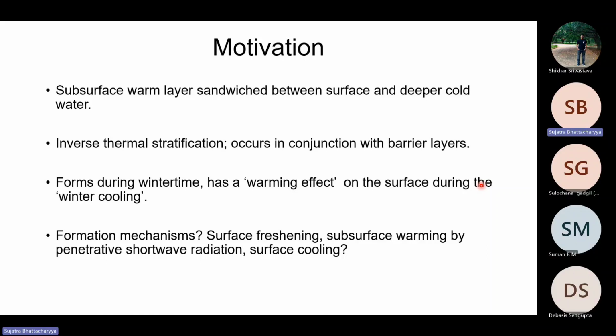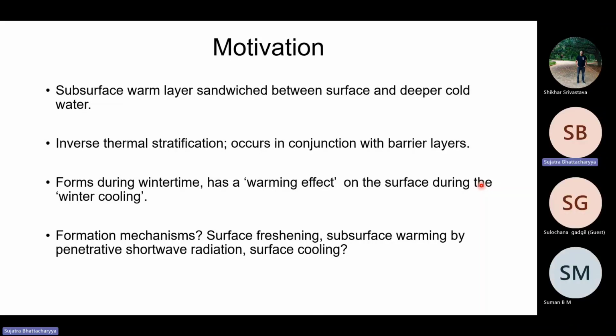And what are the formation mechanisms? Well, people have argued that formation mechanisms include the role of surface freshening, which is the strong salinity stratification in the Bay of Bengal because of the fresh water due to rivers and precipitation. Then there is subsurface warming by penetrative solar radiation, which penetrates the surface and warms the subsurface. And there is surface cooling as well. So what are the prominent formation mechanisms? I'll be talking about that as well.